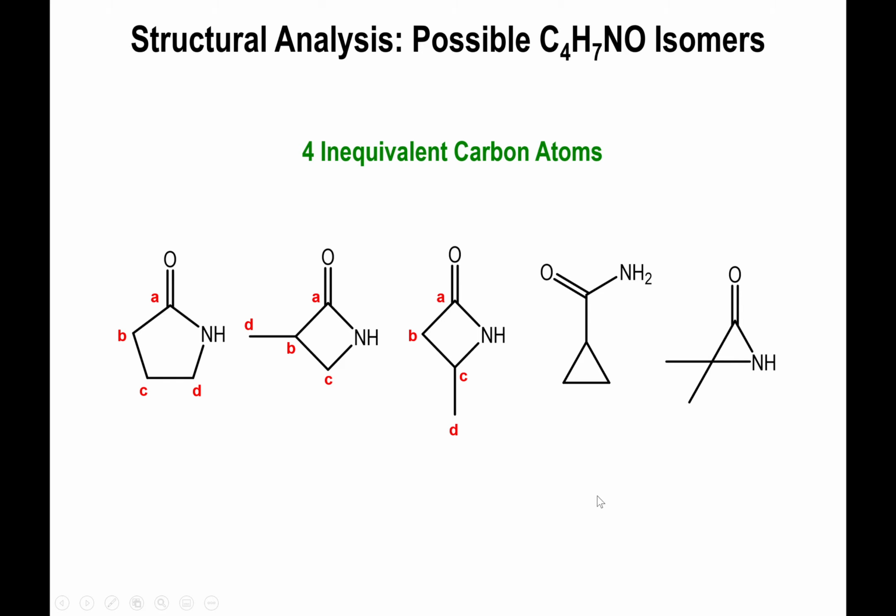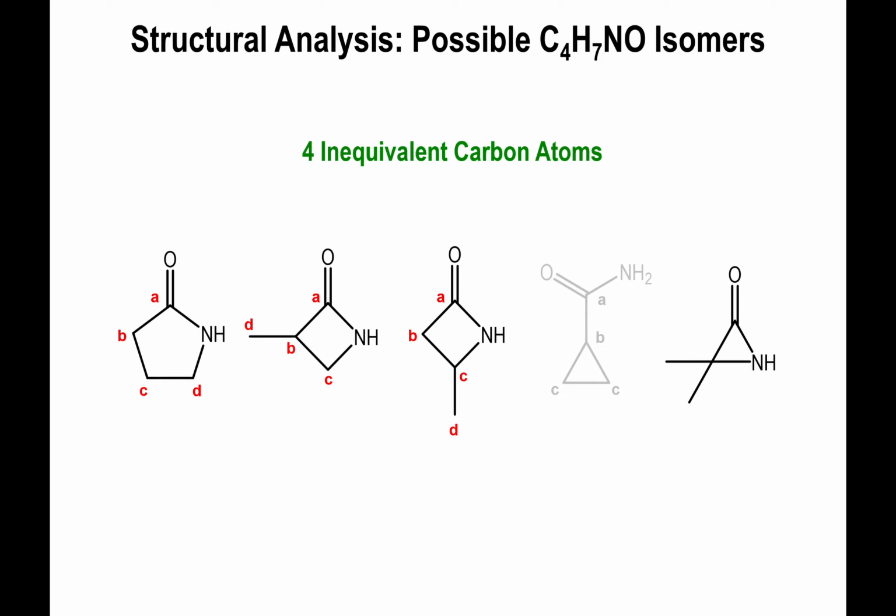Looking at the structure with the cyclopropane functionality, you'll notice that you have a carbonyl carbon, which is unique, and a CH, which is unique, but then this CH2 and that CH2 are identical to each other. They're both bound to the CH and they're both bound to another CH2, right? So they are the same. All right, so what this tells us is that this molecule is no longer an option, right? Because we have to have 4 inequivalent carbons, and this does not have 4 inequivalent carbons, so it's out the door.